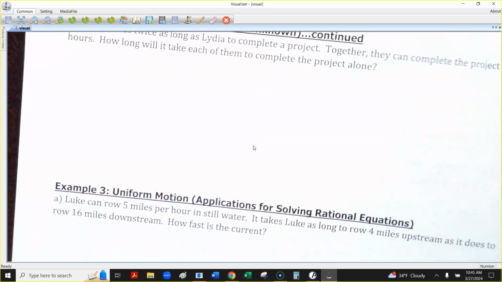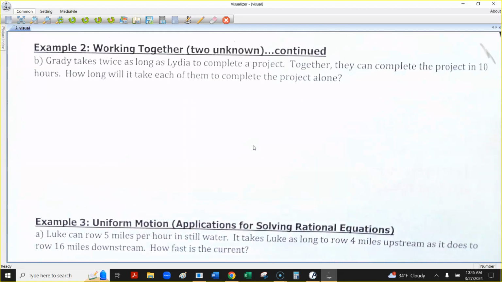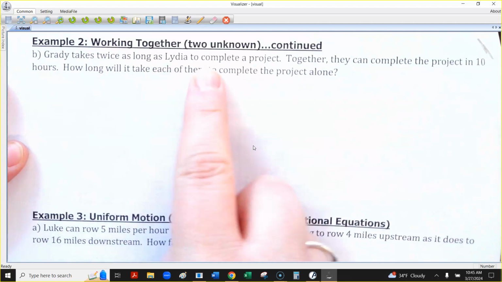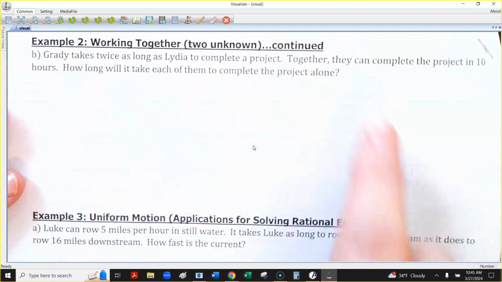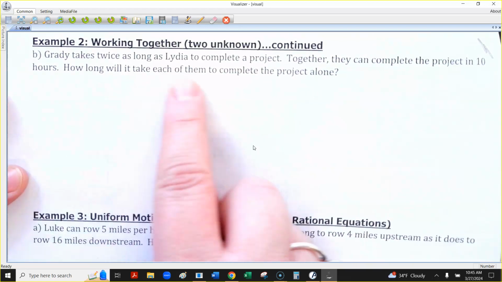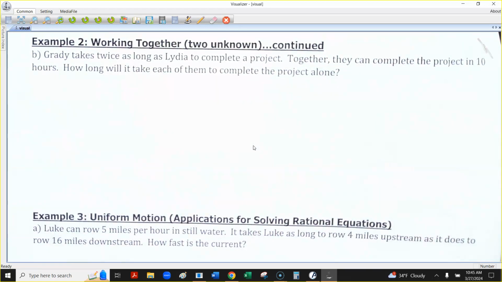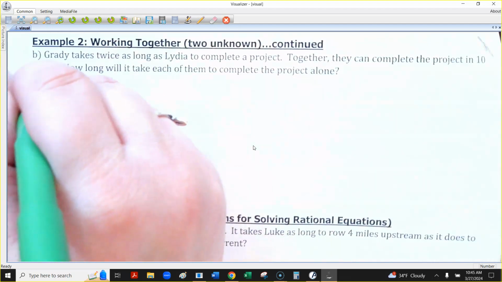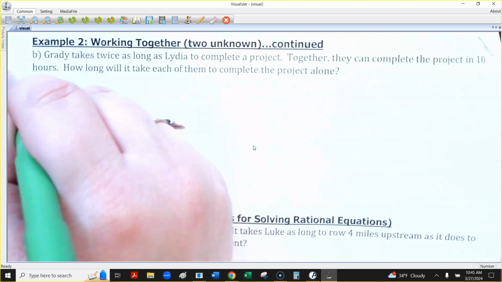Okay. Now this one's a little weird as well. This says Grady takes twice as long as Lydia to complete a project. Together, they can complete the project in 10 hours. How long will it take each of them to complete the project alone? So they don't give you the time for either person. And I'm gonna let one just represent the project.